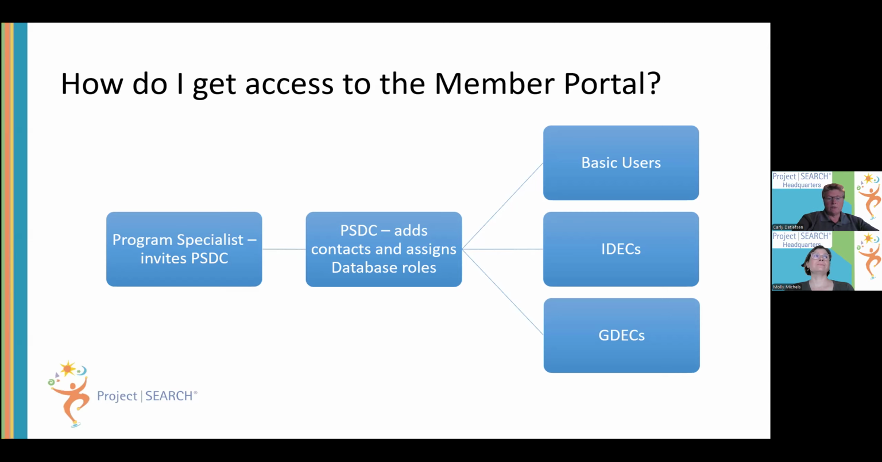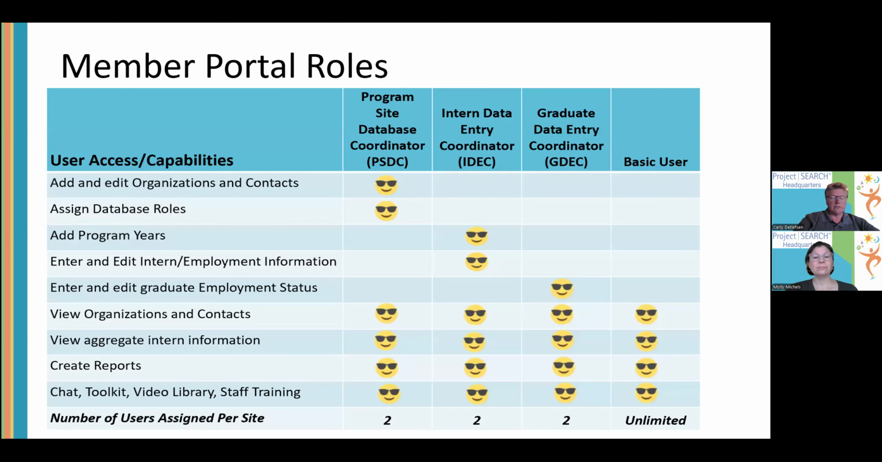portal. The majority of your team is going to be entered as a basic user, and we'll talk about what privileges they have as a basic user. You're going to identify two people to be what we call the IDEC, or the intern data entry coordinators, and two people who are going to be the GDECs, or the graduate data entry coordinators. So what do all four of these roles have the ability to do?